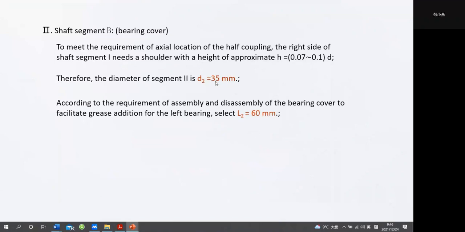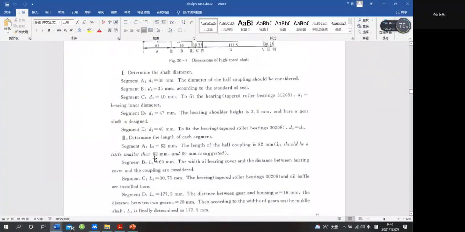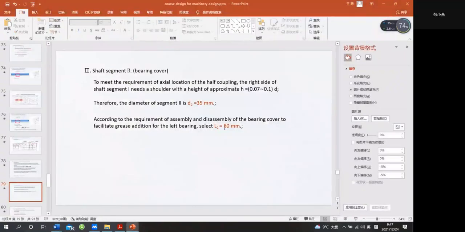So this is the diameter for segment B or segment 2. And then, according to the requirement of assembling and disassembling of the bearing cover, select L2. We can refer to the selection in the design case. It selects L2 as 60. In there we select the meter. Okay, you also can choose that one. You can choose 50 or 70 or 65. Okay, and this is segment B.